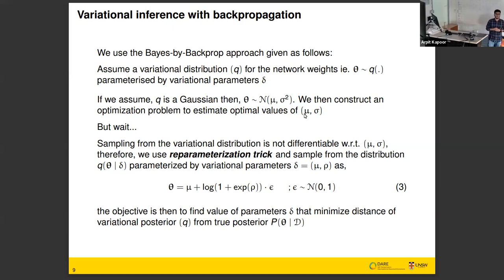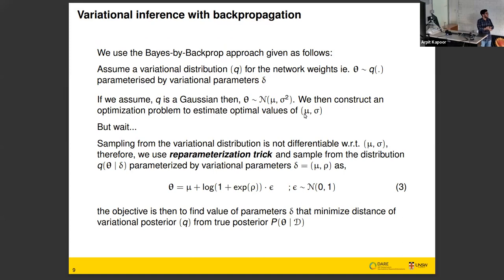Sorry, I don't quite understand why you said that sampling from the variational distribution is not differentiable. Yeah. In order to do gradient descent on the parameters mu and sigma, we have to compute the gradients of the loss function with respect to these parameters, right? But when there's a sampling step involved in between, that's not differentiable. The sampling function itself is not differentiable, which is why we do this reparameterization. Now when we propagate gradients from theta to mu and rho, this process is differentiable for a specific value of epsilon.